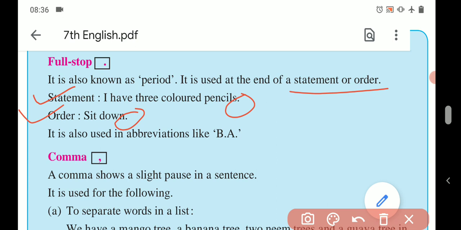What is the another use of full stop? It is here. It is also used in abbreviations like B.A. So B.A. stands for Bachelor of Arts. If you are to write it in abbreviation, it is written as B.A. Another one, M.A., that is Master of Arts, and many such examples we can take as abbreviation. So full stop is used at the end of statement, at the end of order, and in writing abbreviations.